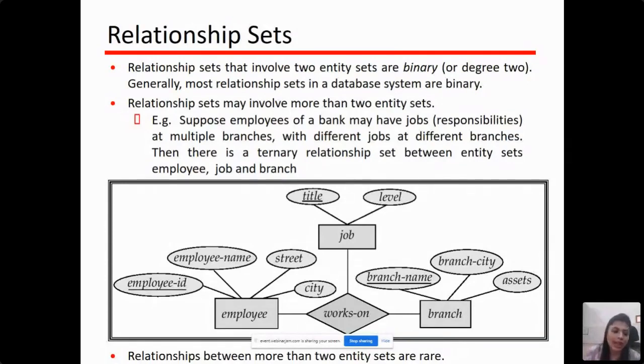So the attributes we have are, for the employee, employee ID, name, street, and city. For the branch, we can store branch name, branch city, and assets. Then for the job, we have title or level. Anything can be specified here. So basically, you will see that one relationship is linked to three entities. It can be more also.